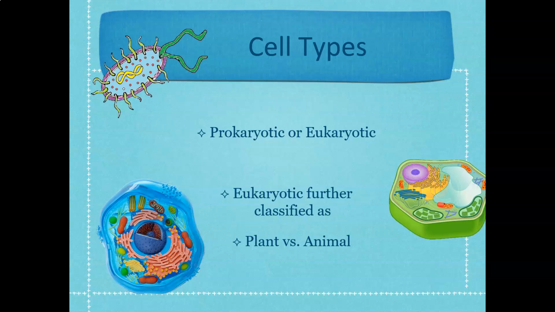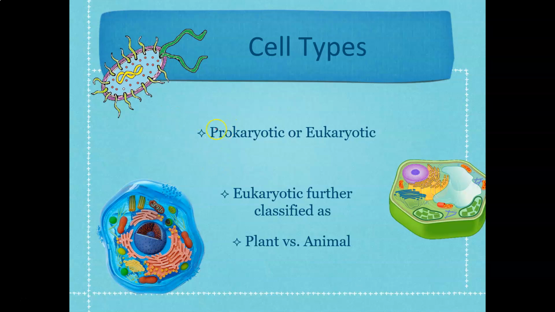So let's start talking about cell classification here. When we look at cells, they really come in a handful of categories. And the first thing we look at is: is it a prokaryotic cell or is it eukaryotic? And if you remember talking all the way back in the first unit, what's the difference? Well, prokaryotes lack a nucleus. Eukaryotes have a nucleus, right?